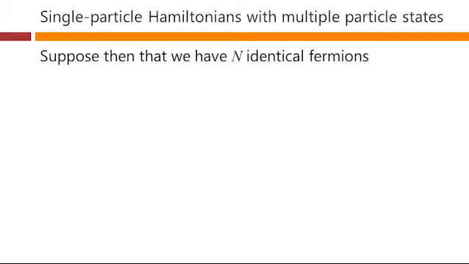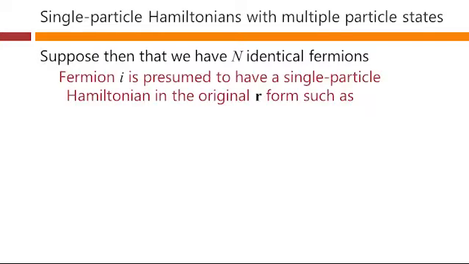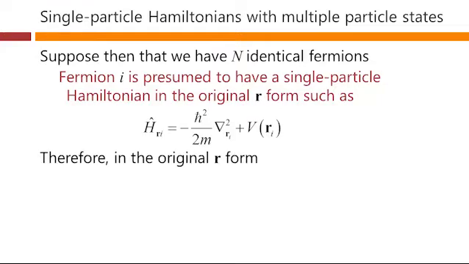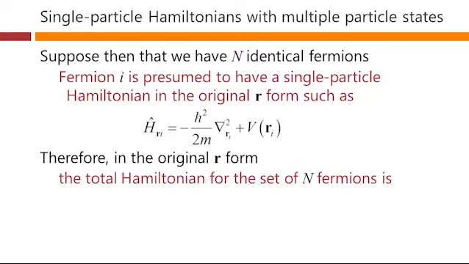Suppose then that we have n identical fermions. Fermion i is presumed to have a single particle Hamiltonian in the original r form, such as our simple Schrödinger equation. Therefore, in the original r form, the total Hamiltonian for the set of n fermions is just the sum of all of these single particle Hamiltonians. We have to sum the different Hamiltonians, with a different coordinate for each, from 1 up to n.